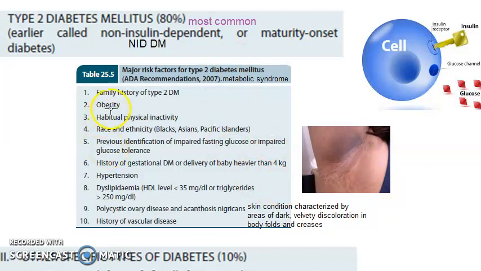What all can you remember here? Family history, obesity, hypertension, dyslipidemia, history of gestational diabetes, and in Asians it will be more. Physical inactivity, obviously obesity. Fine. So as of now in etiological classification, this much information is enough. Then we will go into details later.